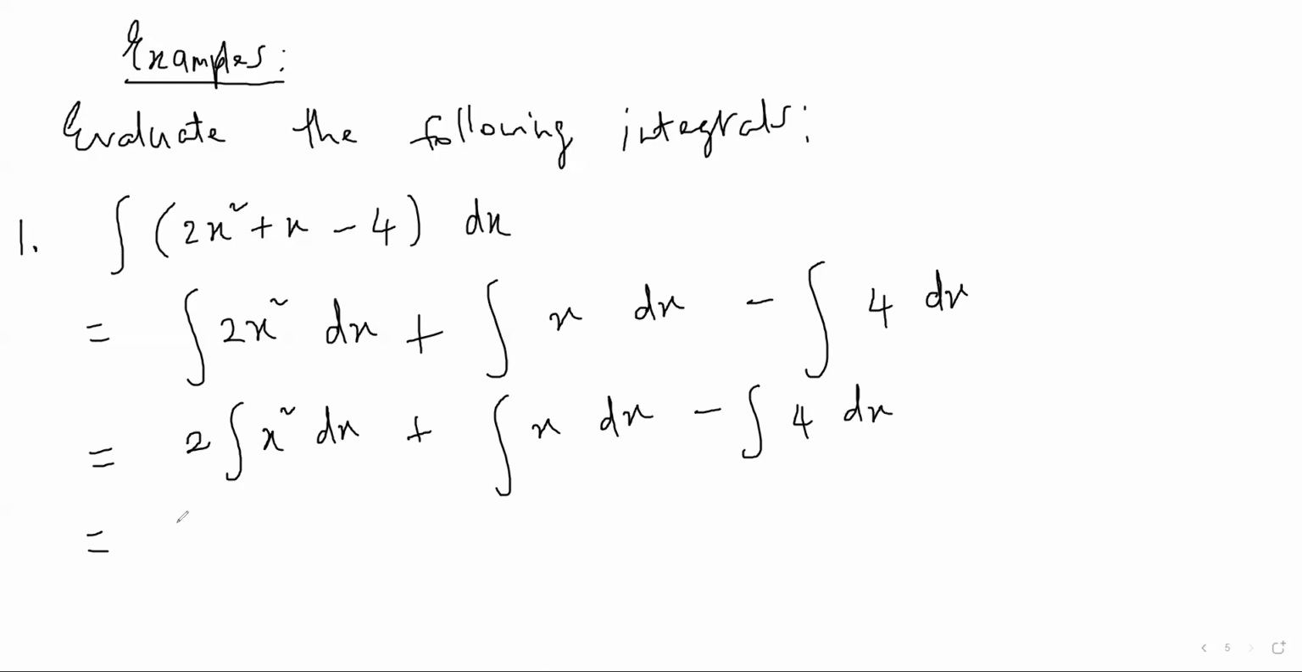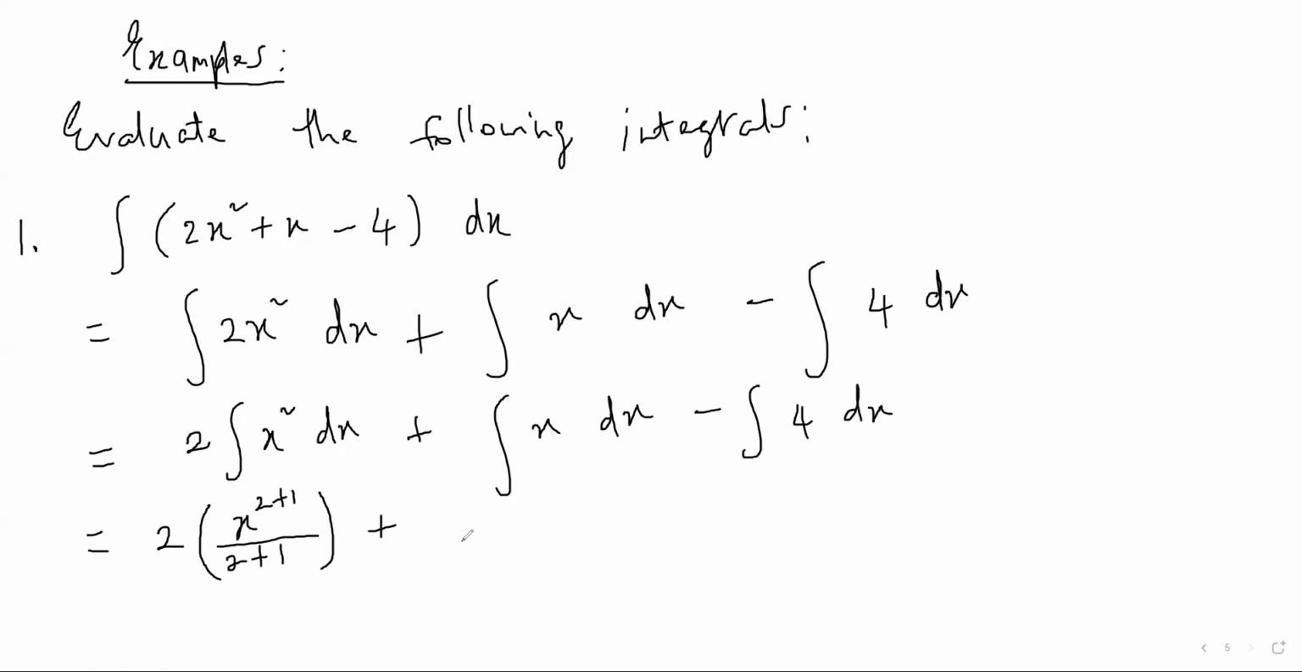Okay, now let's work out the integrals. For the first term, we've got 2 outside. Let's put a bracket here so we can put the integral in the bracket. The integral of x squared with respect to x is x to the 2 plus 1 divided by 2 plus 1. We're applying the rule. Now we're not going to put a plus c yet because we've got other terms to work out. We're going to put the plus c at the end.